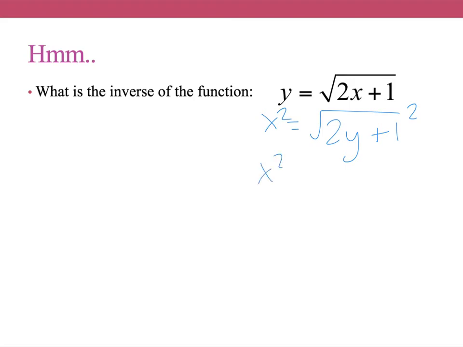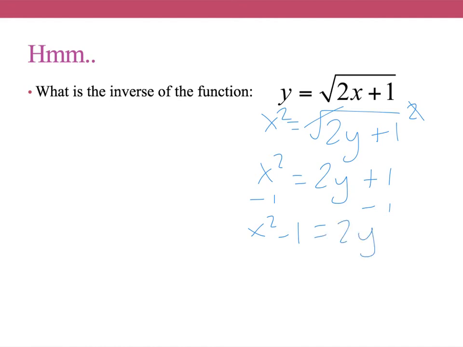So I'm going to have x squared equals 2y plus 1. The squared and the square root cancel. That's why we squared both sides. That was our whole purpose. Now I want to isolate that y, so I'm going to have to subtract the 1 first to get x squared minus 1 equals 2y.